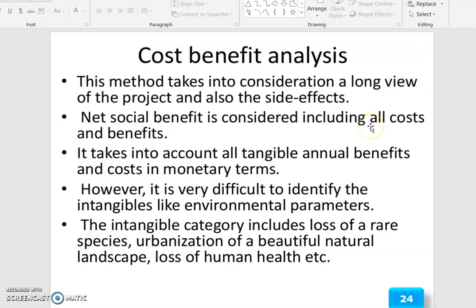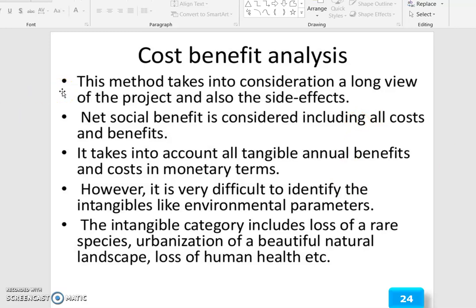Then what is meant by cost benefit analysis? Okay, the same as baseline monitoring, cost benefit analysis, all those things we will discuss in unit 2 also. But now we are going to introduce the CBA.